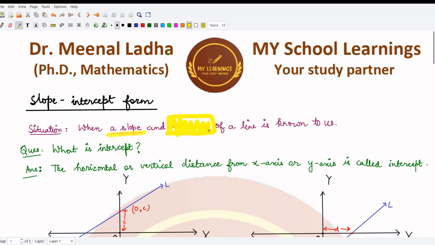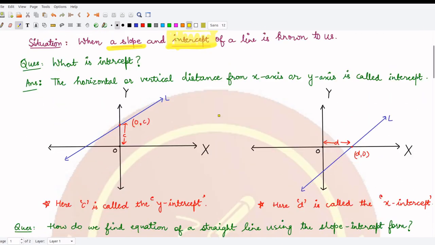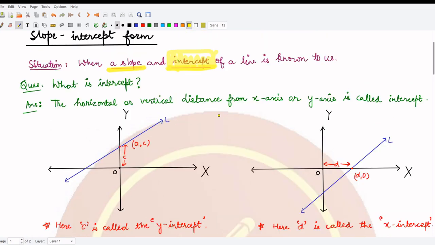So let's first have a look at this term. What is intercept? By definition, it is the horizontal or the vertical distance from either the x-axis or the y-axis that is known as intercept. So clearly you can see two cases.